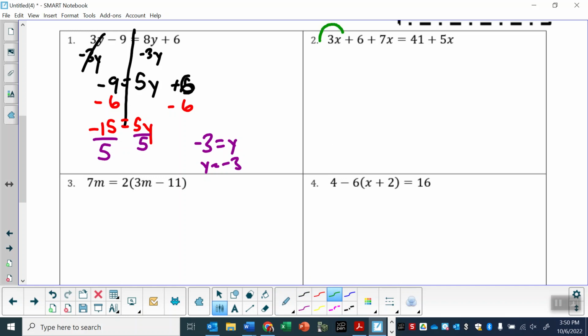Number 2, combine our like terms. We got to simplify. 3x plus 7x is 10x, and everything else stays the same. We still have the plus 6. We still have equals 41 plus 5x.